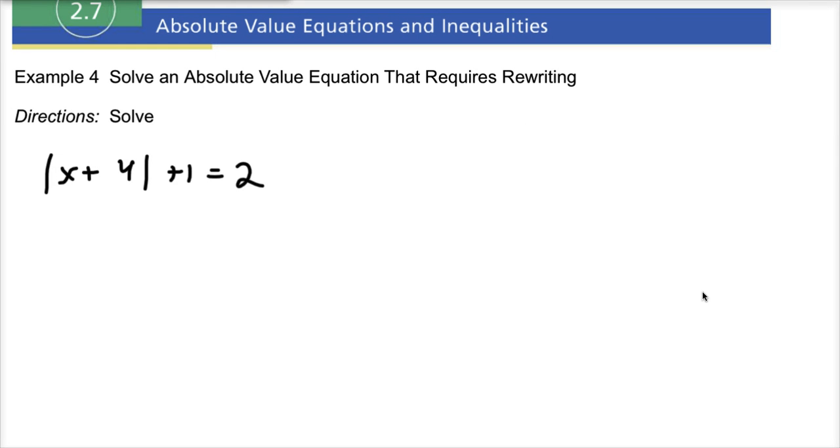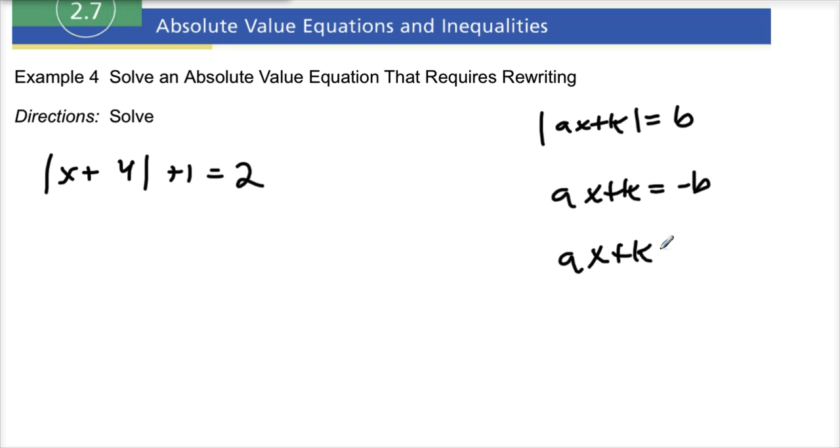All right, so let's check out this guy right here. So we're going to be solving this absolute value equation, but this has one little trick here. All right, so we've learned that if you have an absolute value in the form of |ax + k| = b, then you would do ax + k = negative b, and you would do ax + k = b. All right, so we know that this is how you create both of your equations.